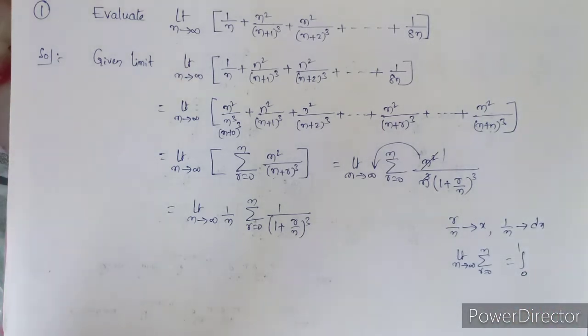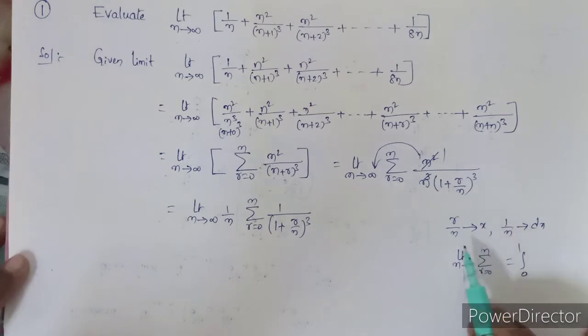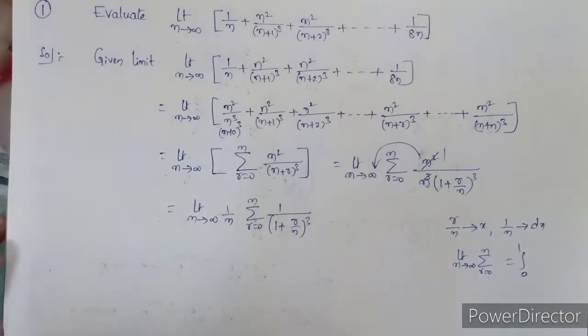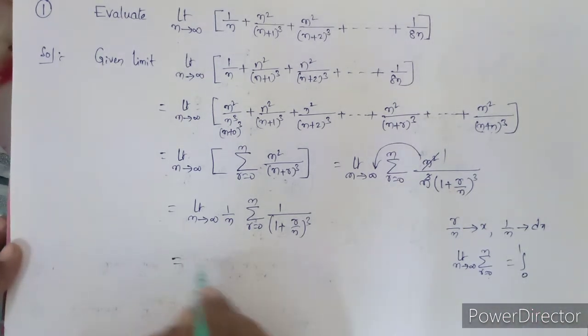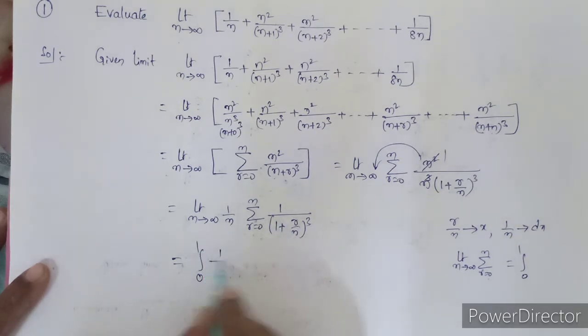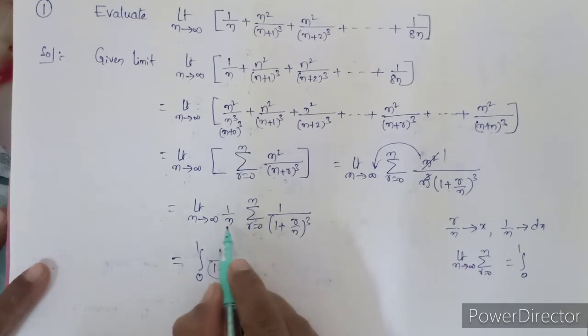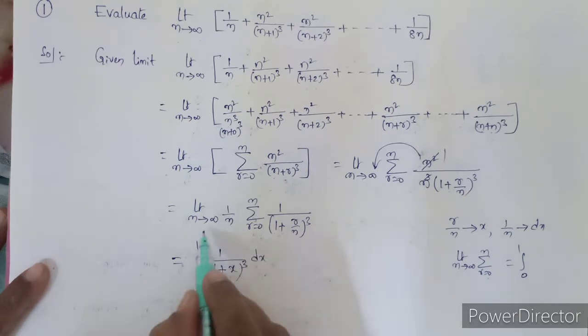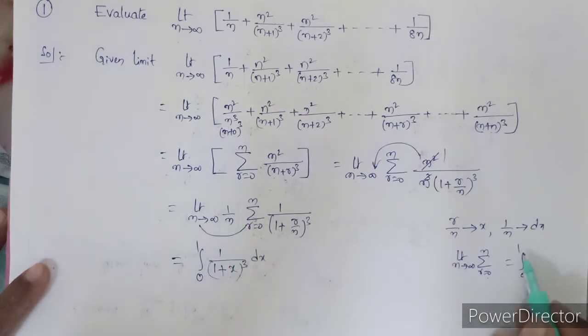In the previous class we have discussed. So we replace r by n by x, 1 by n by dx. Limit of the sigma is integral 0 to 1. Now we convert this limit of the sum into integral. Integral 0 to 1, 1 plus r by n is replaced by x, whole cube. 1 by n is replaced by dx. Limit of the sum is replaced by integral 0 to 1.